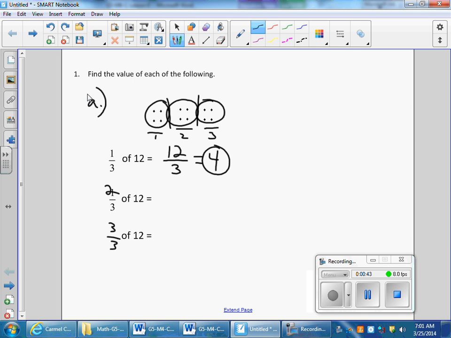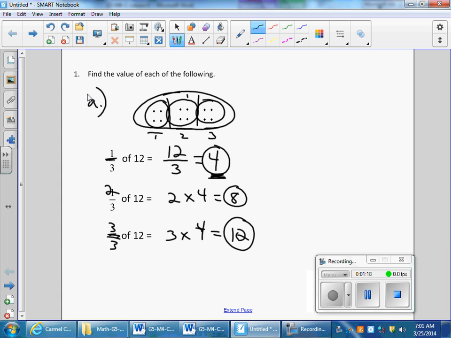2/3 of 12 would be double what 1/3 is. So 2/3 of 12 would be 2 times what 1/3 was. 2 times 4 is 8. 3/3 of 12 is obviously 1 whole, or the whole group, but we could also look at it as 3 times 1/3. So 3 times 4, 1/3 was 4 out of 12. So 3/3 of 12 is 12.